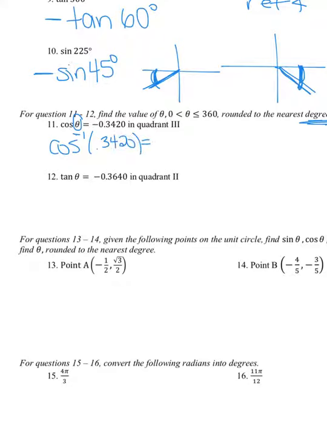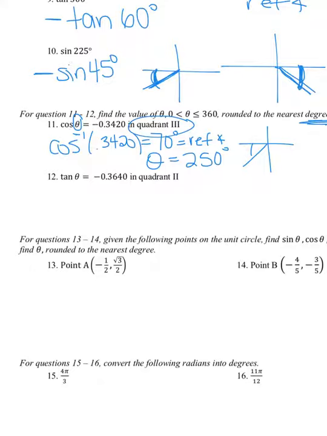When you type this into your calculator, you end up getting 70, which is my reference angle. I don't want the reference angle, though, I want theta. So 70 degrees in quadrant 3, right, because that's what my question says, I would go 180 and then another 70. So 180 plus 70 tells me that theta is equal to 250 degrees. That's it. Same idea for number 12.